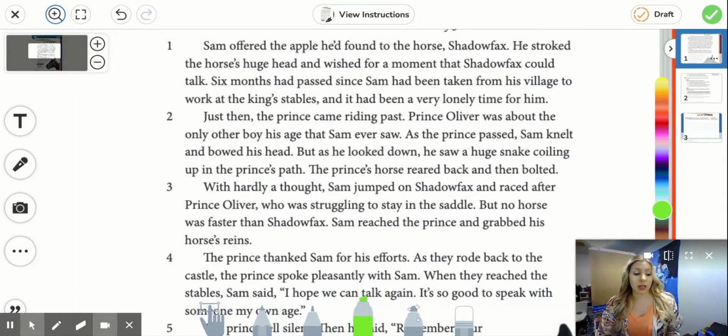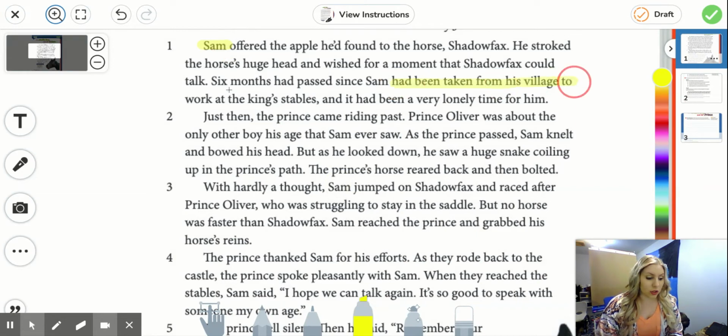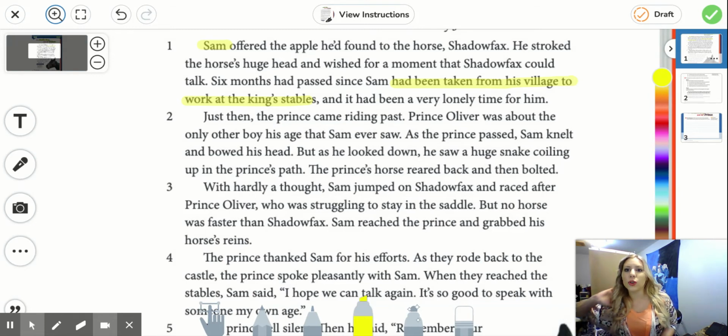So I'm going to switch my highlighter back to yellow because I can already tell that this guy, Sam, he's the stable boy because it says he had been taken from his village to work at the king's stables. So since he's working in the stables, which is the place where the horses live, he's taking care of the horses. That makes him the stable boy. So we know that Sam is the stable boy. So anything we find with Sam's point of view is going to be yellow.